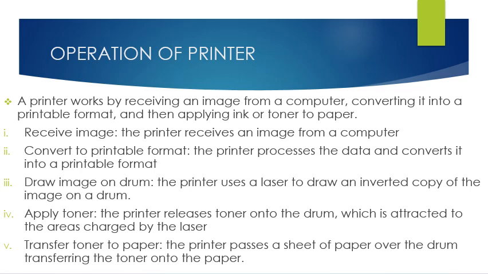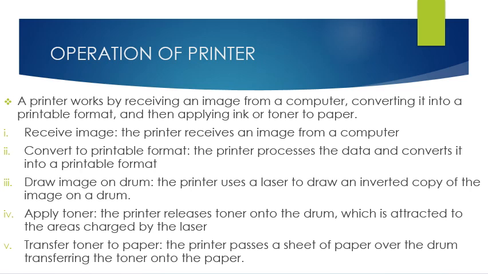So, operation of a printer. A printer works by receiving an image from a computer and converting it into a printable format. Most times we will be able to print out our soft copy, which is installed on our gadget systems. In order for us to have the hard copy, we have to connect a printer, or we should join the graphics card wire to the printer, so that we can print out our soft copy into hard copy and have the copy in our hands physically.